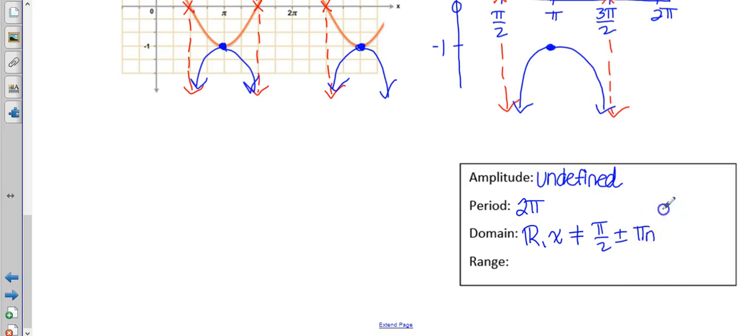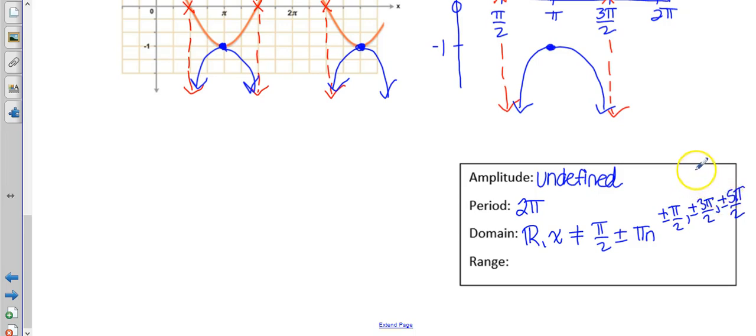And if it helps to kind of give yourself an example, that would be plus or minus pi over 2, plus or minus, if you added a full pi to that, 3 pi over 2, and then another full pi to that would be 5 pi over 2, and so on. So like the odd multiples of pi.